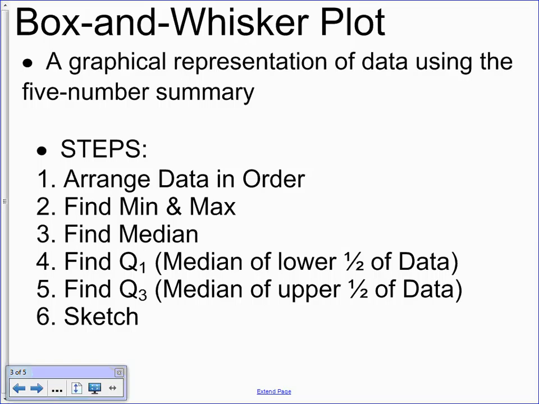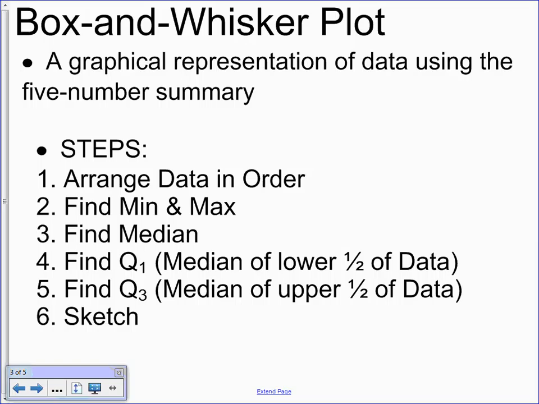Identify the data that's left over, that is your lower half. Identify the data that is your upper half, and then find the medians in those smaller sections of data. That'll be your first quartile and your third quartile. The last step is to sketch your box and whisker plot.